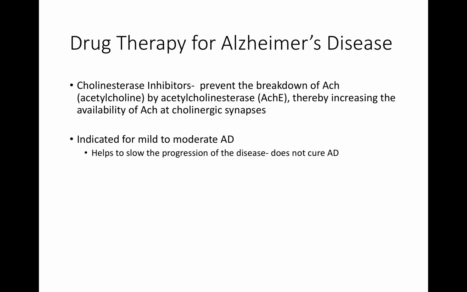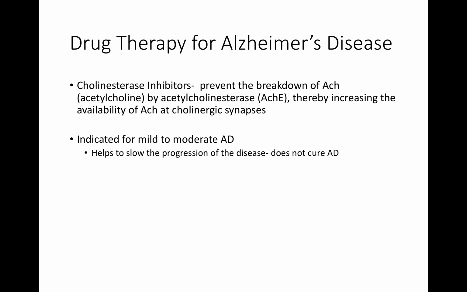So you know what Alzheimer's disease is. The cholinesterase inhibitors, what are those? They prevent the breakdown of acetylcholine, or ACH. We know that in Alzheimer's disease, we have a deficiency of acetylcholine. So we need a drug to prevent it from breaking it down.